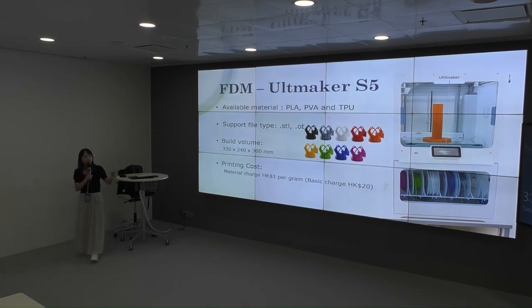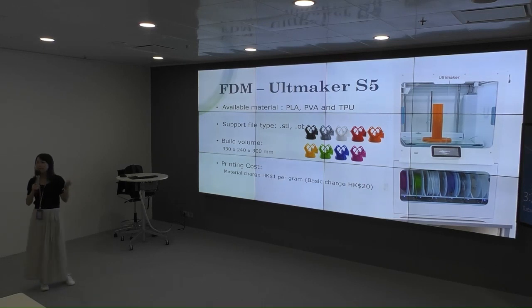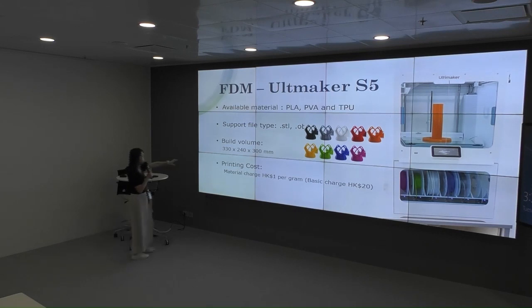This is the newest 3D printer for FDM technology in the Makerspace. We have PLA, PVA, and TPU material for you to choose, and it supports STL and OBJ files. And for the build volume, please beware of the printing volume, because we have a limitation of size. If you want to print a big object, you may need to cut your file into different parts. After printing, you can stick them together if it is bigger than our print volume.